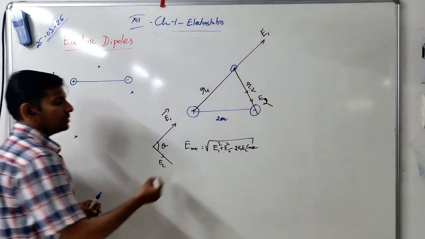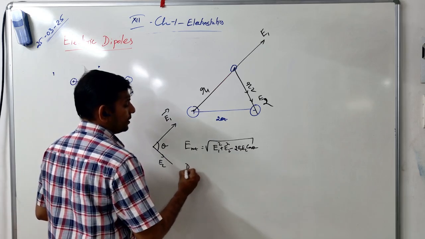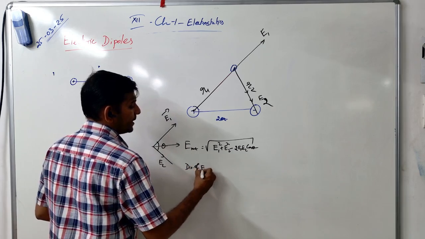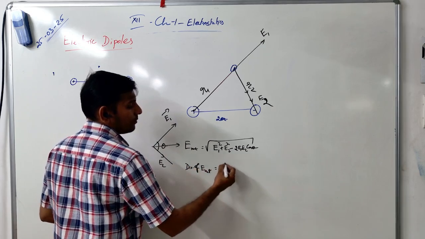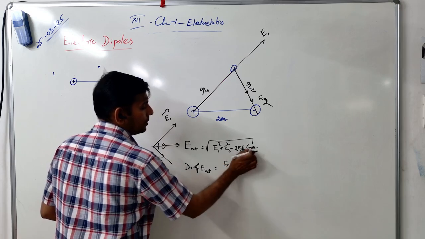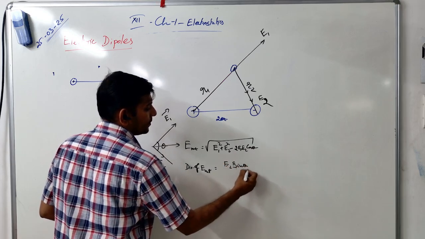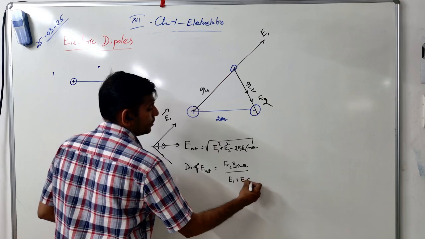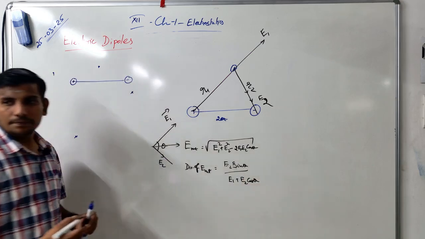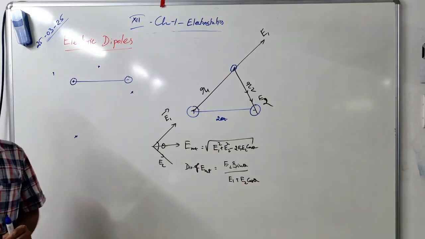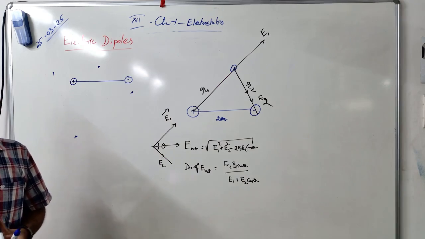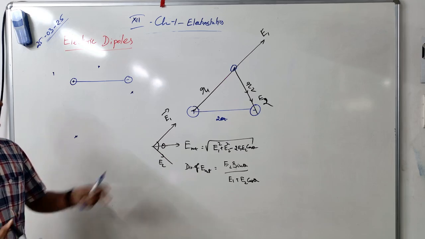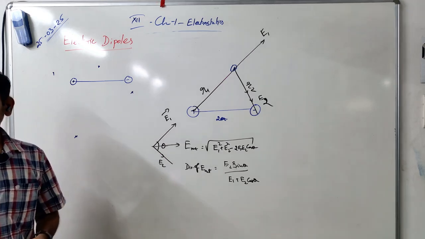So what's the direction of this electric field? The direction of the net resultant electric field, direction of the E net is given by, what's the formula, sir? E2 sin theta divided by E1 plus E2 cos theta. Got it? So this is the easiest method using which you can calculate.